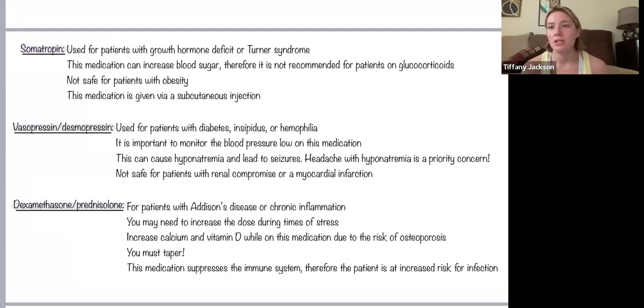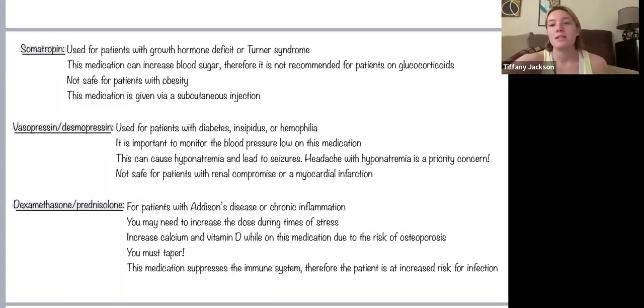It's important to monitor the blood pressure while on this medication, as it can also cause hyponatremia, which puts the patient at risk for seizures. A big priority of a patient that is on vasopressin is a headache. If they have a headache, this can be because of the hyponatremia and they are at big risk for seizures.